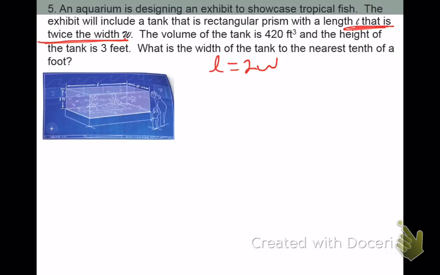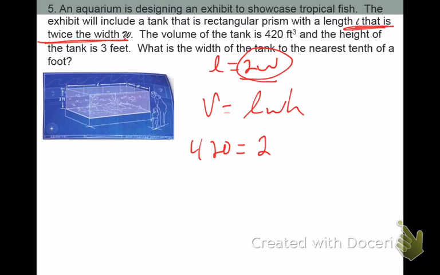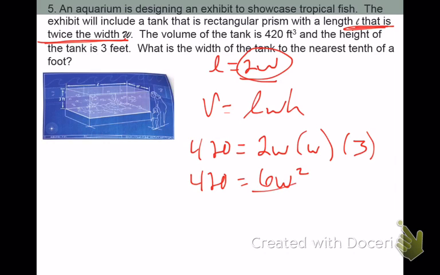Okay? All right, well, how do you find volume? Volume is length times width times height. The volume is 420 cubic feet. The length we don't know, but we do know it's twice the width. So I can let L be 2W. The width is W, and the height is 3. And so we need to just go solve this equation. So 420 equals 2W times 3, which gives you 6W squared. Divide both sides by 6, and W squared is equal to 70.